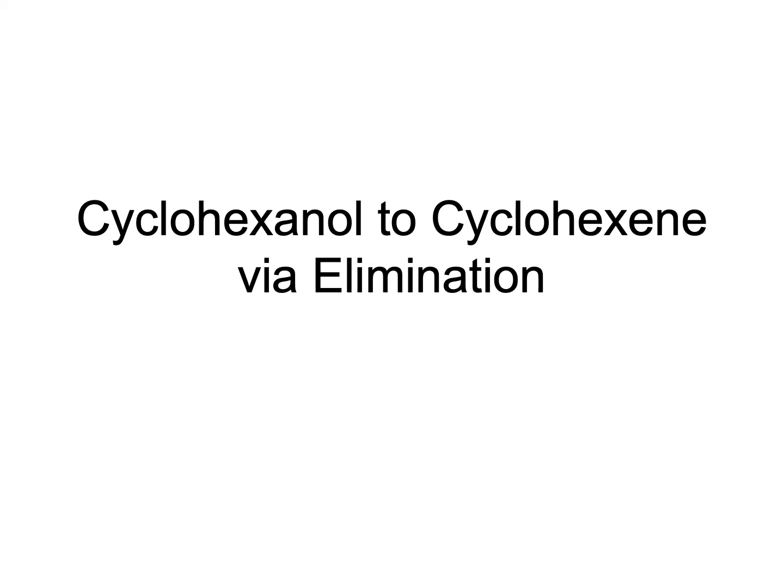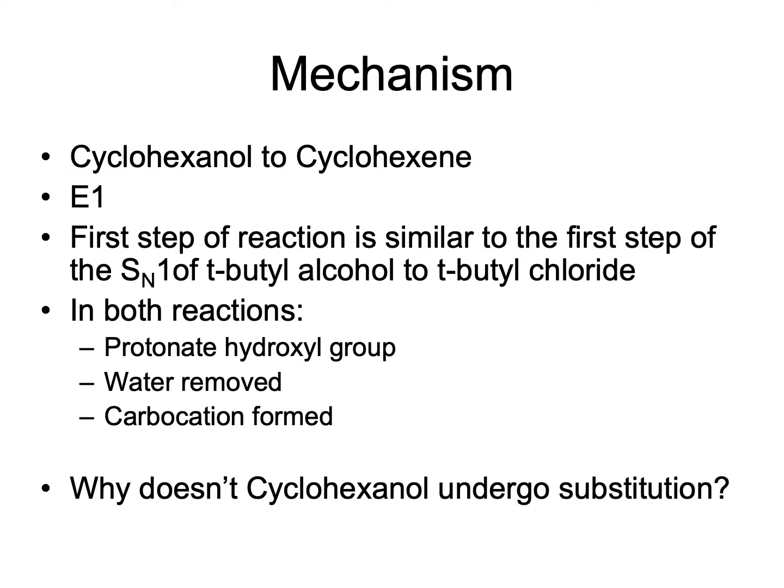Hello everyone, in this session we are going to discuss elimination and we are going to see how we can change cyclohexanol to cyclohexane. The mechanism of elimination in this session is E1, very similar to SN1. We are going to protonate the hydroxyl group, and for this purpose water is going to be removed and we have formation of a carbocation.